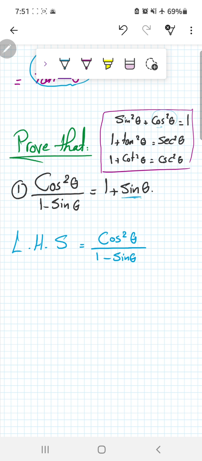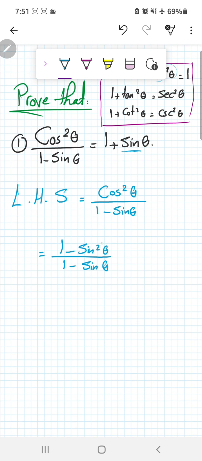Move sine theta to the other side. So cosine power 2 theta will be 1 minus sine power 2 theta over 1 minus sine theta. Here the numerator is a difference between two squares. Let's remember the difference between two squares, for example, if we have x power 2 minus 4, how do we factorize this? We take the square root of the first, x and x, and the square root of the second, 2 and 2, one positive and the other negative.